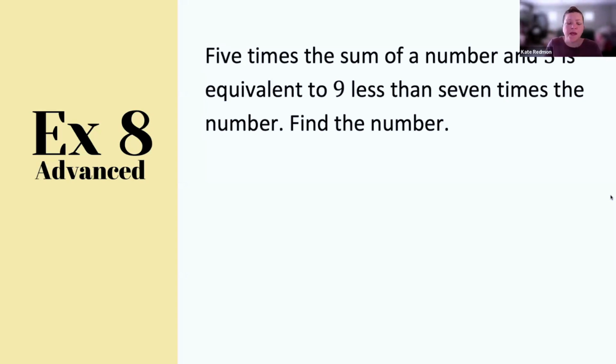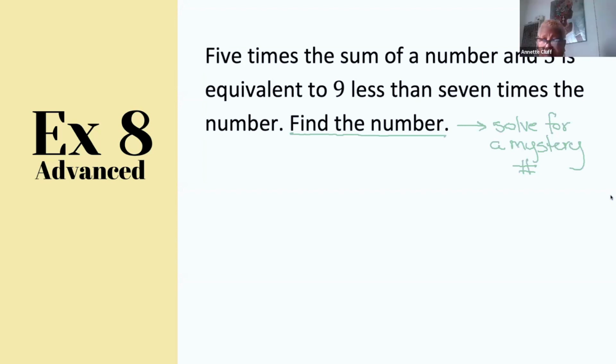Let's take a look. 5 times the sum of a number and 3 is equivalent to 9 less than 7 times the number. And then it says, find the number. That's another way of saying solve. But what's the problem here? Well, they didn't write the equation for me. They didn't put it in the language of algebra. They put it in English, which means we've got to write an equation.